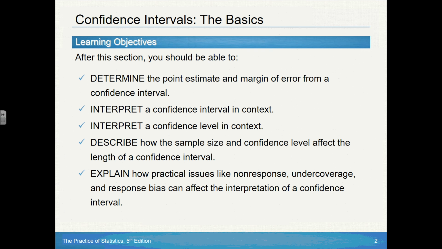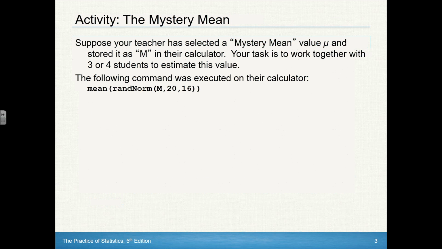We're going to determine what's called a point estimate and a margin of error from a confidence interval. We're going to interpret a confidence interval in context, and interpret the confidence level in context as well. We're going to describe how the sample size and confidence level affect the length of the confidence interval, and we're going to explain how practical issues affect the interpretation of a confidence interval as well. So a lot to get through here.